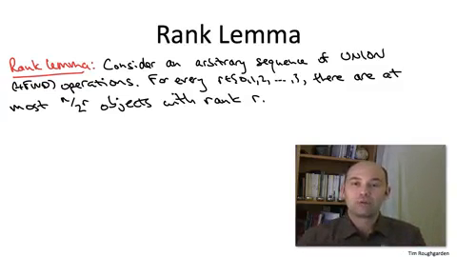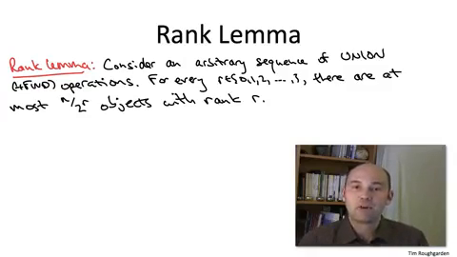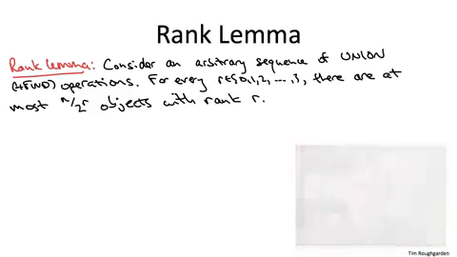So for example, if r equals 0, it says at most n objects have rank 0. So that's a trivial statement. There's only n objects. But at any given time, the number of objects that have rank 1 is at most n over 2. The number of objects that have rank 2 is at most n over 4, and so on.